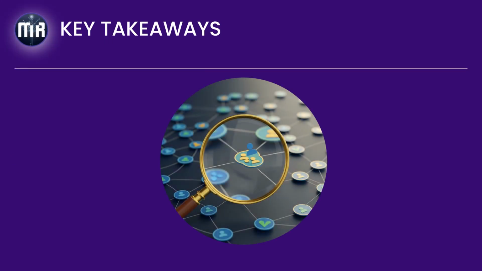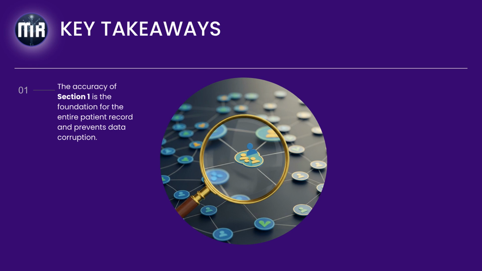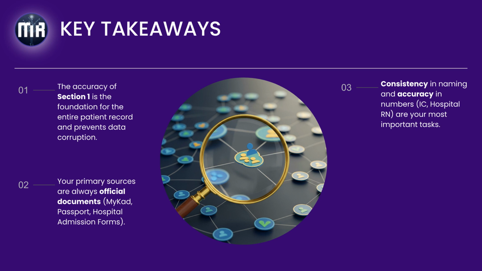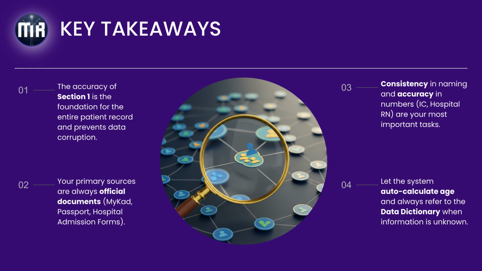Let's quickly summarize the key takeaways from this video. First, the accuracy of section 1 is the foundation for the entire patient record and is what prevents data corruption. Second, your primary sources are always official documents, such as a MyCAD, passport, or hospital admission forms. Third, consistency in naming and accuracy in numbers, like the IC and hospital RN, are your most important tasks. And finally, let the system auto-calculate the age and always refer to the data dictionary when information is unknown.